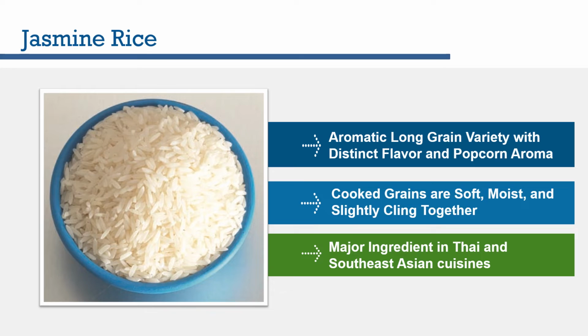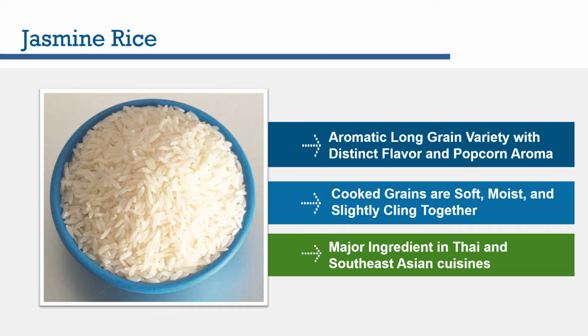Jasmine's popcorny aroma is attributed to a much higher proportion of a naturally occurring compound in rice, and unlike other long grain rices, jasmine rice has more amylopectin starch than amylose starch, which makes its cooked grain soft, moist, and slightly cling together. Jasmine is a major ingredient in Thai cuisine and can also be swapped for any recipe calling for traditional long grain rice.